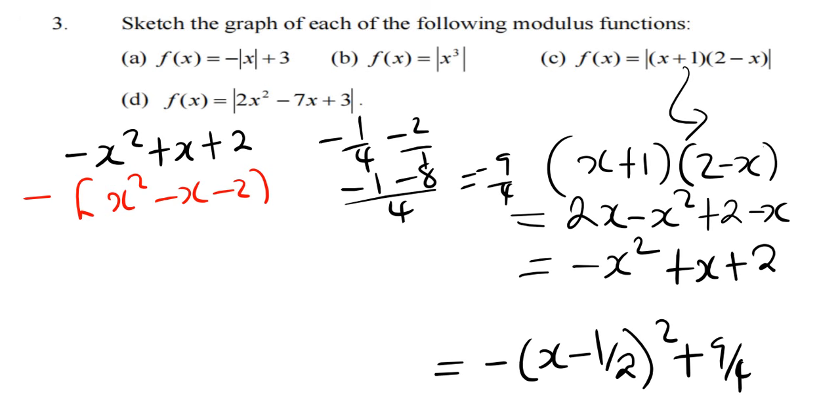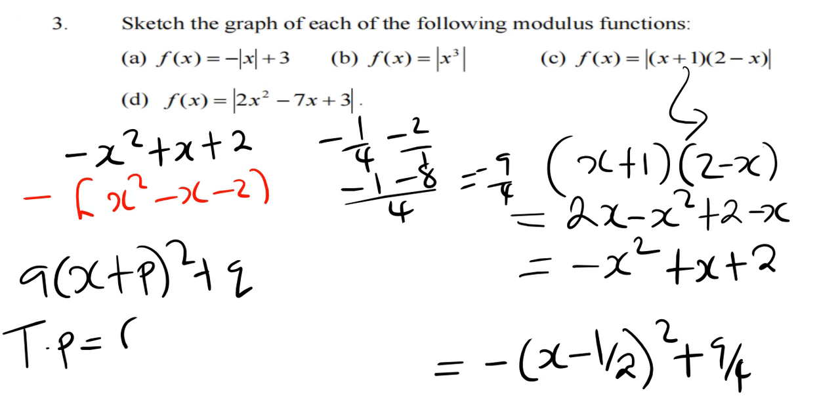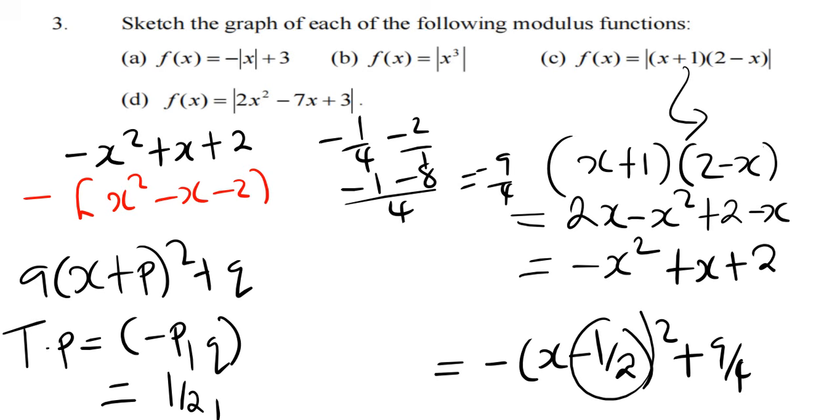From our equation, we're supposed to find the turning point. You know that in completing the square, we always want to have this form, where your turning point is equal to negative p comma q. Now in this case we have a negative half and we are saying negative p, so the value of x should just be a half. Then the value of q, you get it the way it is, 9 over 4. So that is going to be the turning point.